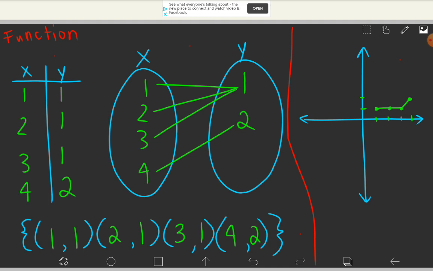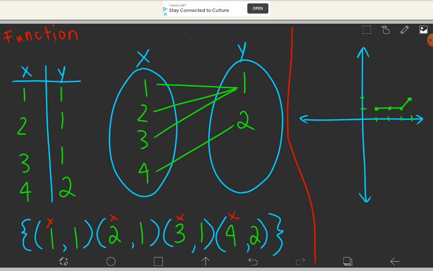We can see the same thing on the map. And we can see there are multiple lines going to the same y value, but there aren't multiple lines coming out of the same x value. And same thing as the table for the points. You can see that these are the x values in an xy coordinate, and we see they do not repeat in the set.